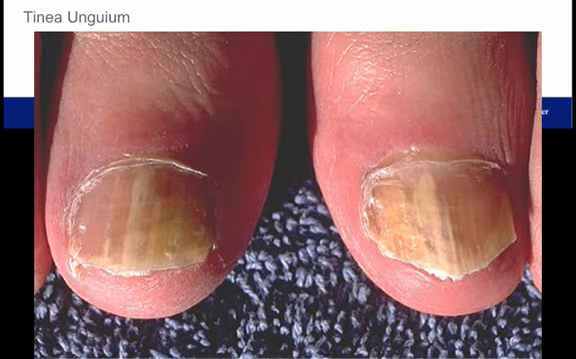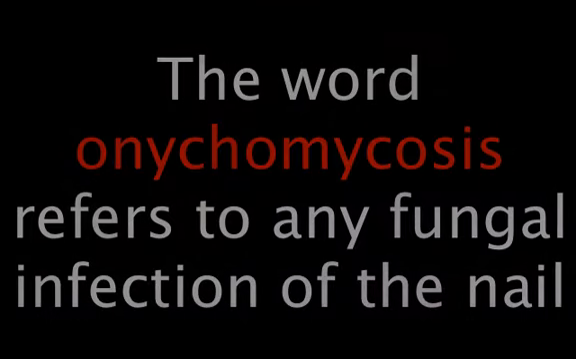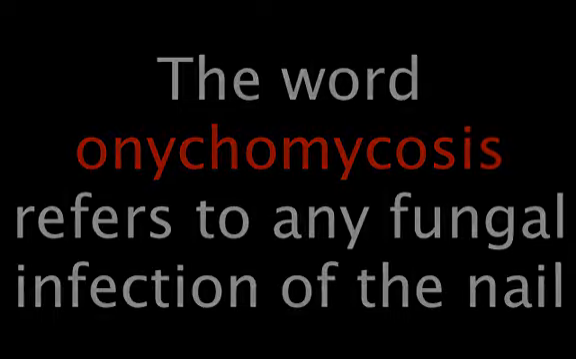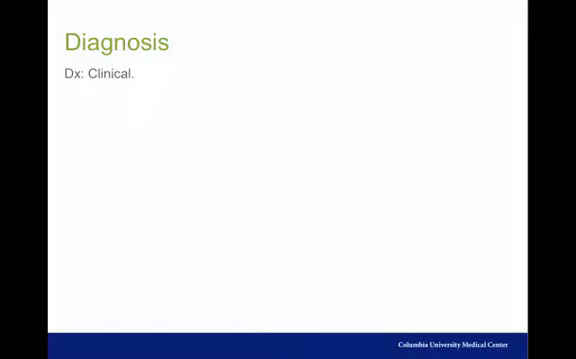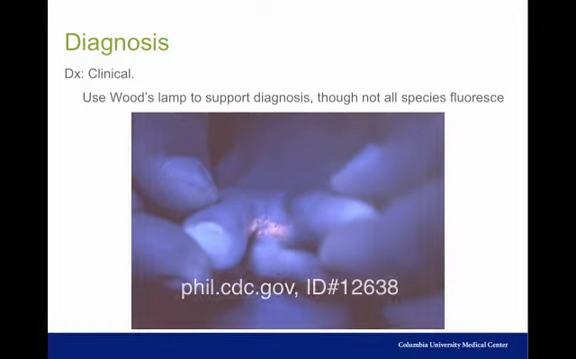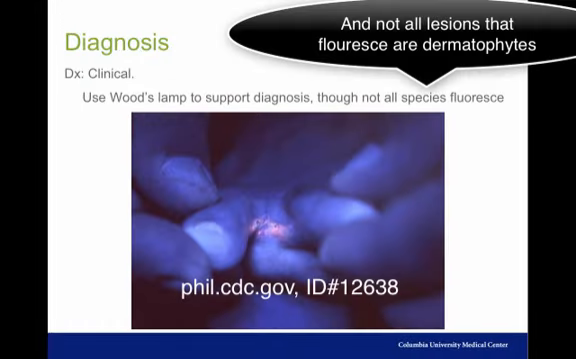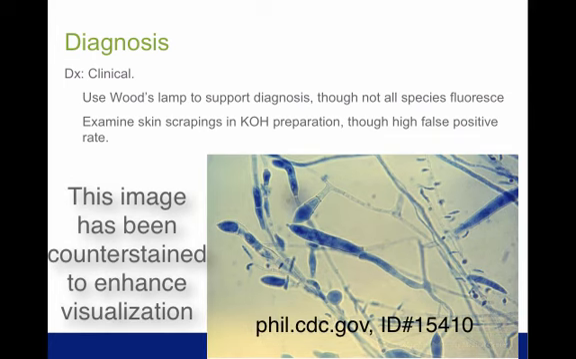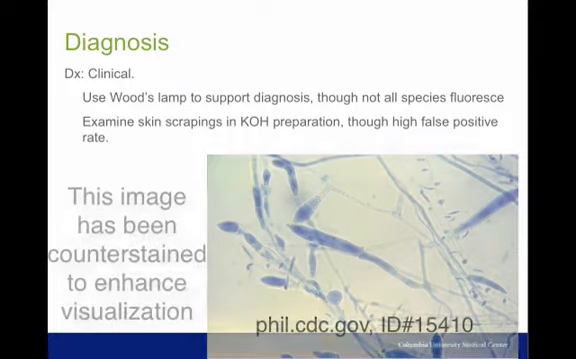Tinea unguum may be distal, proximal, or superficial, and is usually very difficult to treat. Onychomycosis refers to a fungal infection of the nail, either from dermatophytes or other fungal species. Dermatophyte infections are most commonly diagnosed clinically. Sometimes a Wood's lamp is also used to support the diagnosis, though not all species of dermatophytes fluoresce. And of course, you can always examine skin scrapings in a KOH preparation, though this method frequently has a high false positive rate.